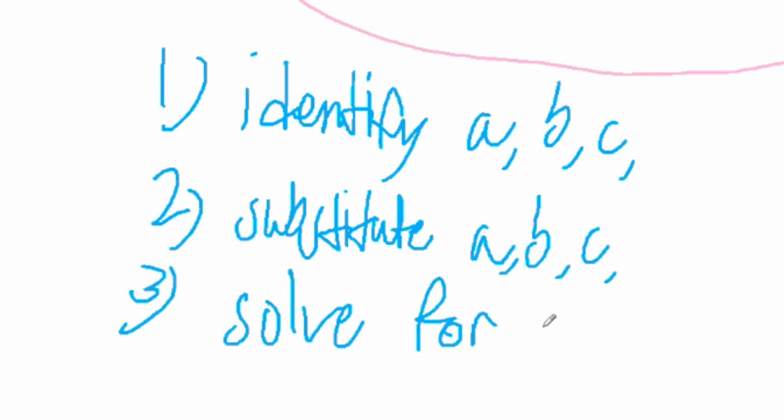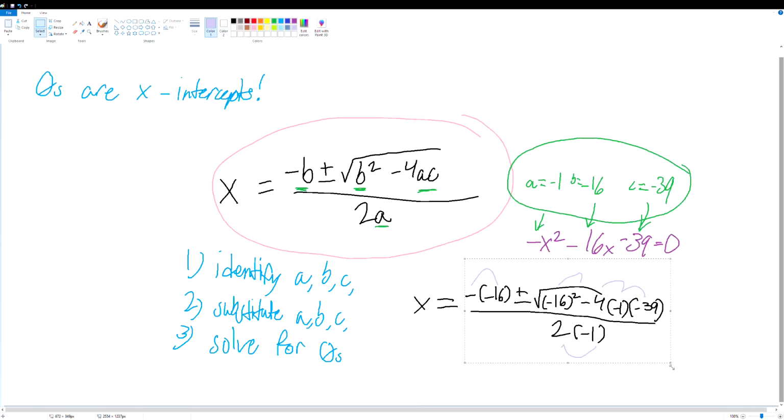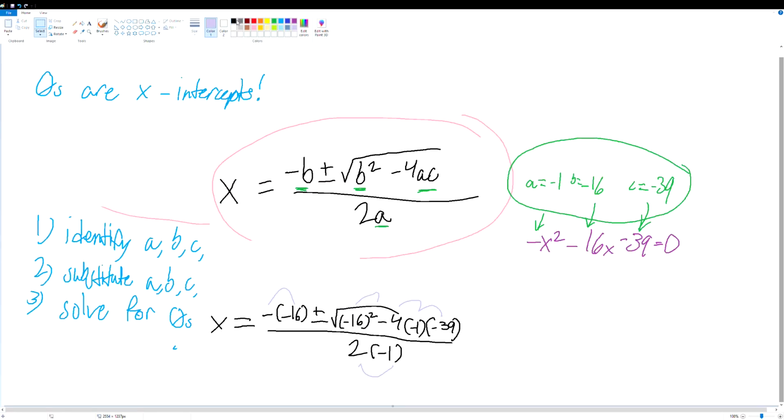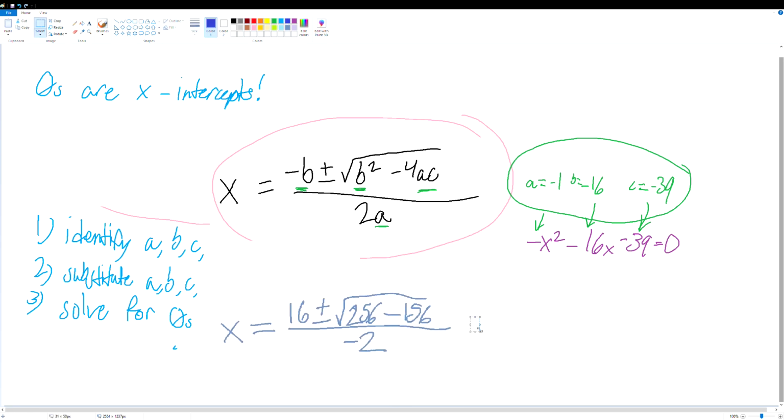Time to solve for the zeros. Multiply the values. Then, subtract the two numbers under the square root symbol.